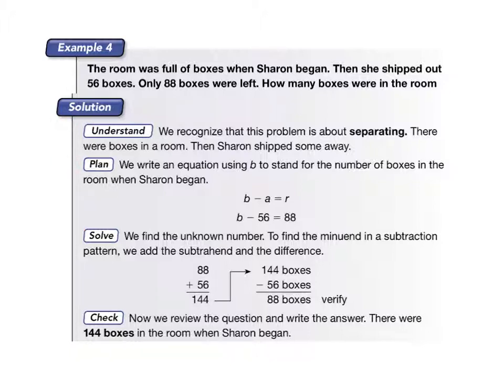So you should have learned about combining plots, and you should have learned about separating plots, and then we want you to use the 4-step problem-solving process to write equations and solve the problems.